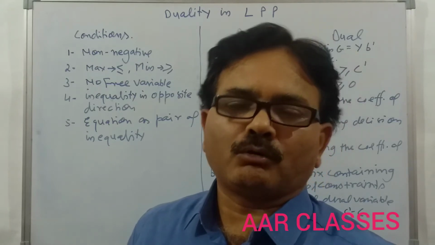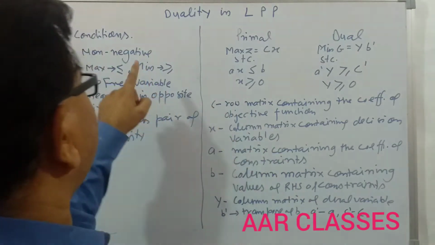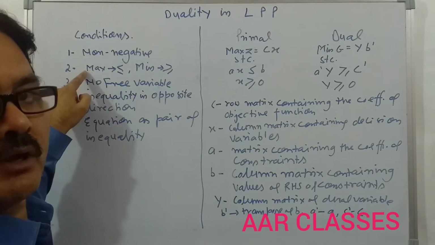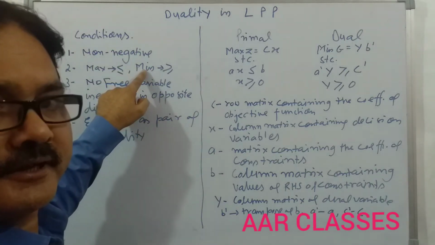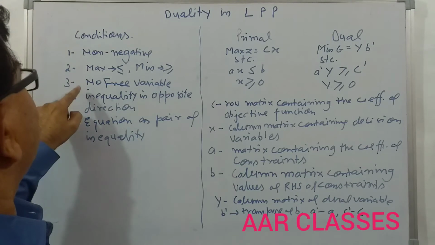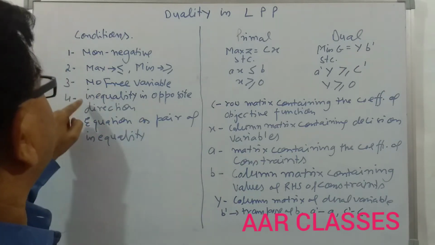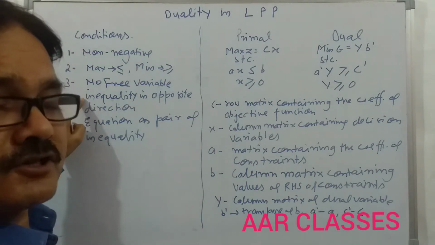Again, to count them: first, non-negativity conditions must be satisfied. Second, a maximization problem should have inequalities of less than or equal to type, and a minimization problem greater than or equal to type. Third, no free variable, meaning unrestricted variables should not be there. Fourth, inequality in the opposite direction is not desired and must be converted.